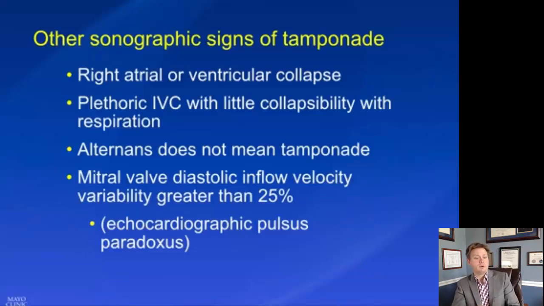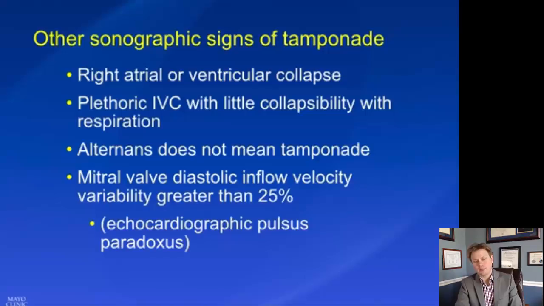Other sonographic signs of pericardial tamponade include a plethoric IVC with very little collapsibility with respiratory variation. That, of course, is because the pressures within the pericardial space are so high that it's actually backing up. Alternans, as mentioned earlier, does not represent tamponade. It just means that there's a large volume and the heart is mobile within the pericardial space.